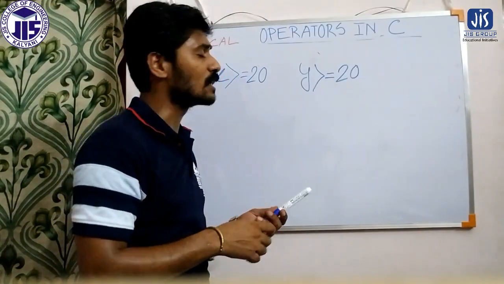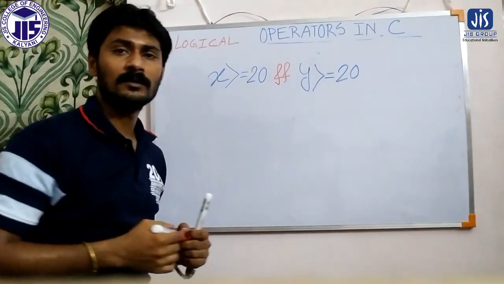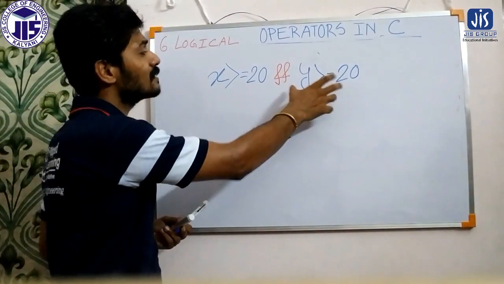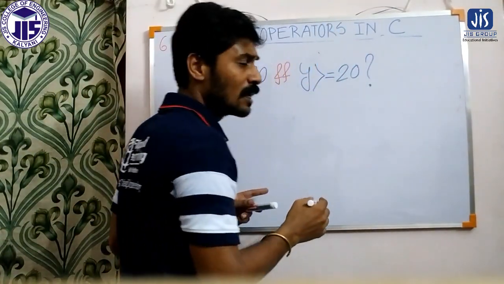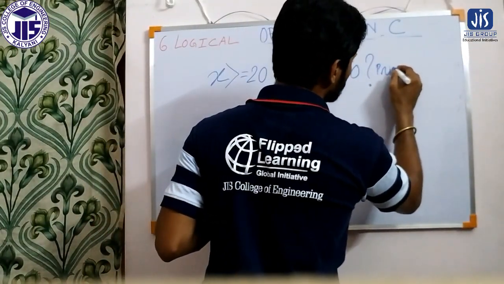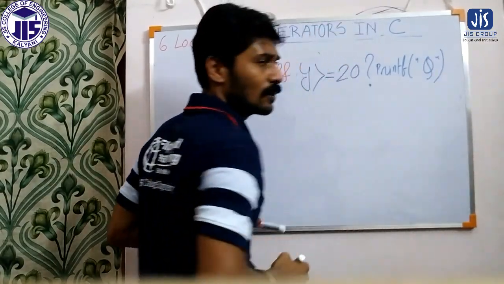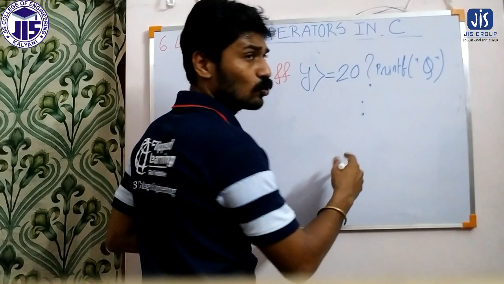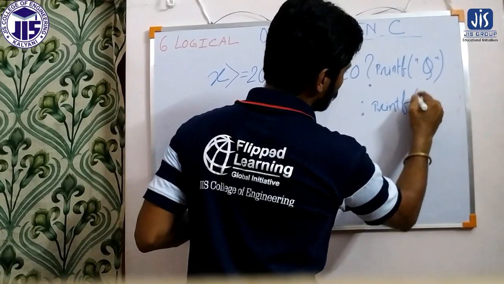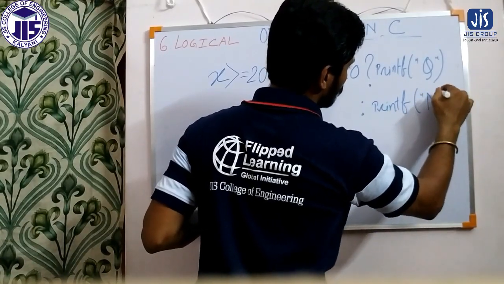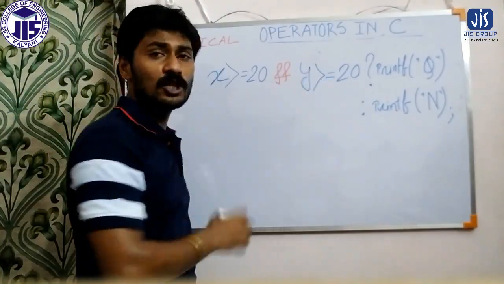So to merge these two conditions, in between these two conditions, we will just place the logical AND operator. So we have merged the condition by using the logical AND operator. Now here we are providing the question mark, then printf "qualified", then the colon. After that colon we will place the false statement, that is printf "not qualified". So that is the way we can use the logical AND operator.